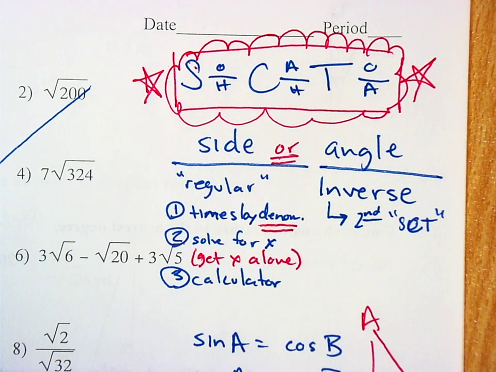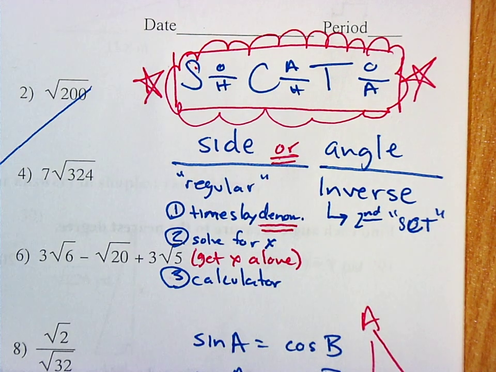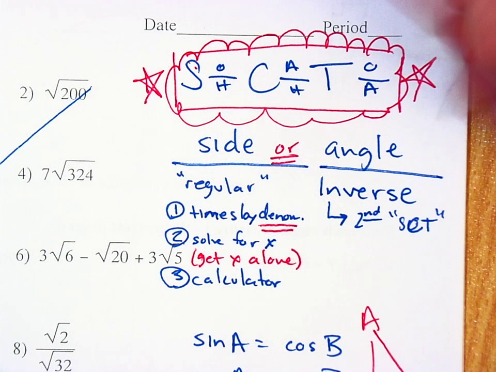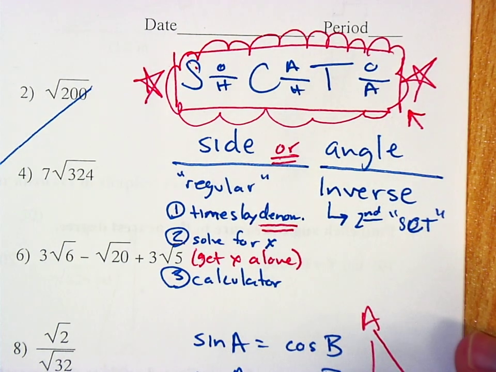And again, this is really the crux of this unit. Last chapter we said, when in doubt, proportion out. But this chapter, when in doubt, we're going to SOHCAHTOA out. And this is exactly where we want to be on every problem.